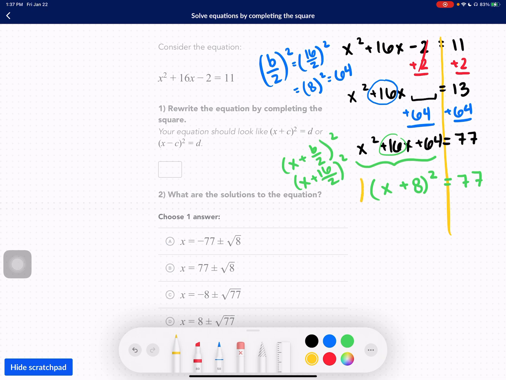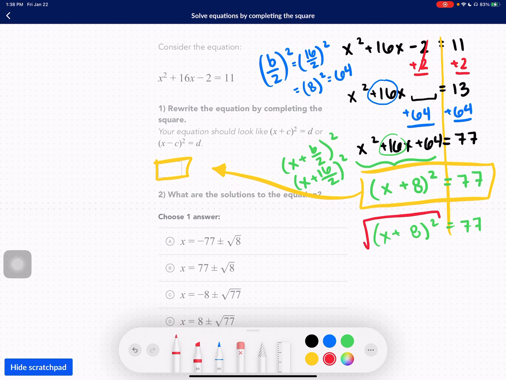And now this right here is what you write in this box over here. Okay? So that is what goes there. That is your complete square form. So now we have to solve it. Okay? So now to solve this, we take the square root of both sides. Here, actually, I'm going to rewrite it so that if you're looking at this, you don't type the square root in there. Okay, so let's take the square root of both sides.